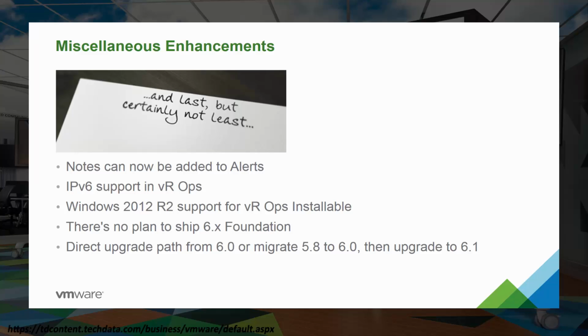Just to mention a few other enhancements made with vRops 6.1, we now have the ability to add notes to alerts. This makes it easier for administrators to keep track of who is managing them and what their resolutions were. It also supports IP version 6 as well as Windows 2012 R2 for the installable to run it on. vRealize Operations Foundation is being end-of-lifed. And finally, there's a direct upgrade path from 6.0 to 6.1 for those running previous versions. So let's take a quick look at the license model for vRops in case you're not familiar with that.